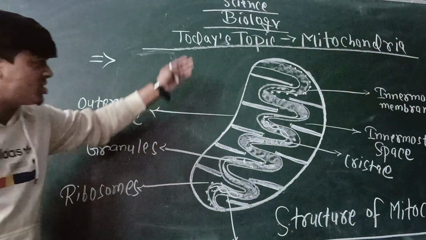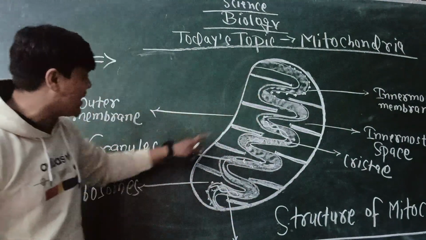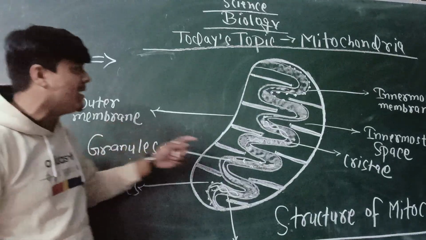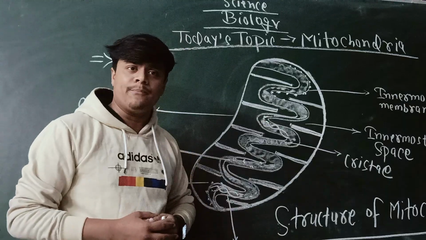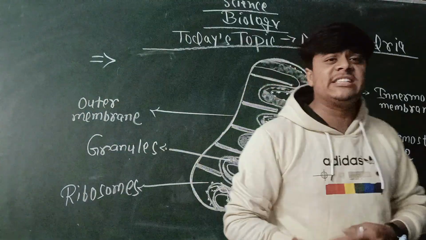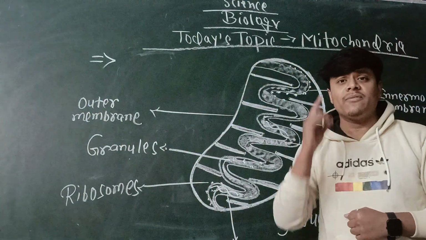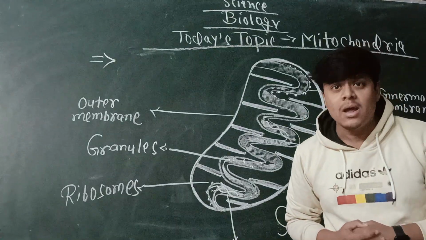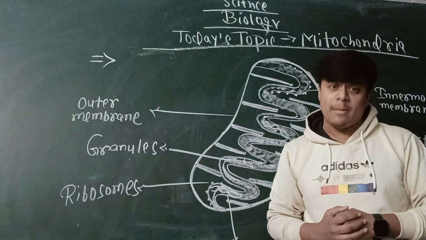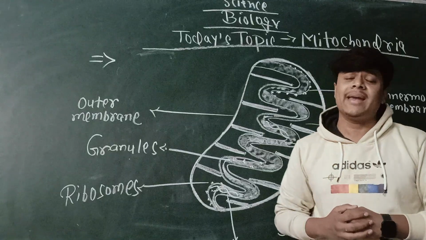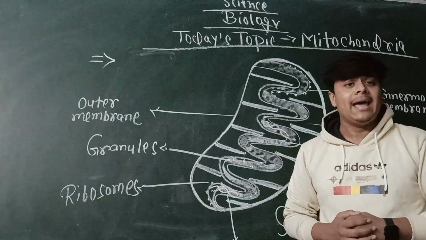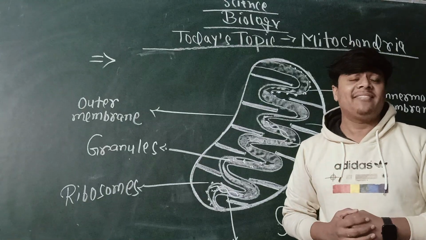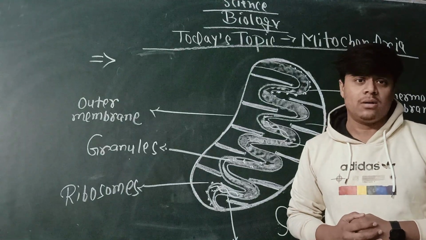Mitochondria has the structure, you can see there is the outer membrane, this is the outer membrane, and inside the mitochondria there is the innermost membrane. Mitochondria consists of two membranes. Number one membrane is called outer membrane and number two membrane is called inner membrane. The outer membrane is basically a porous like structure and the inner membrane has the deeply folded structure.